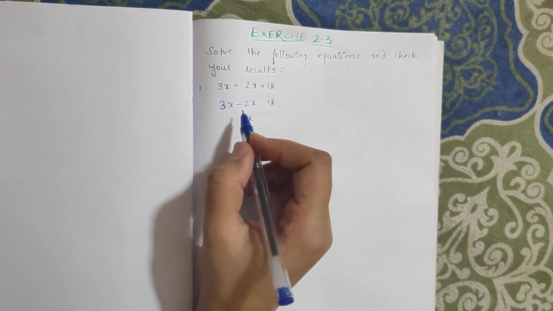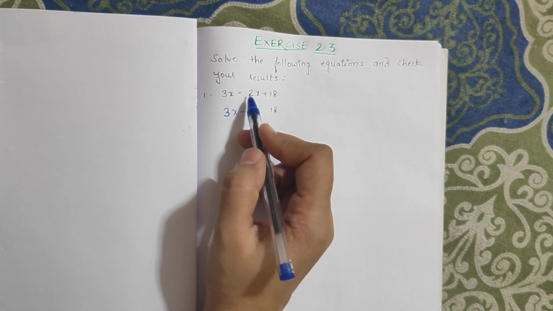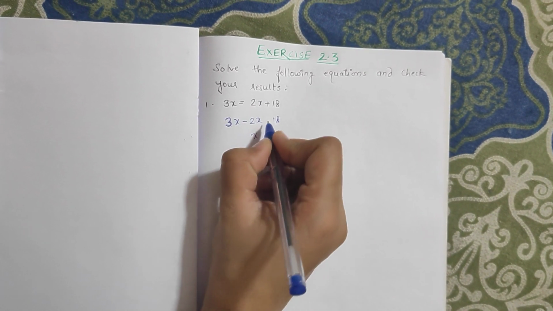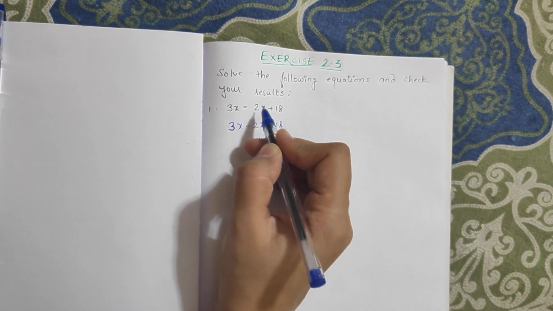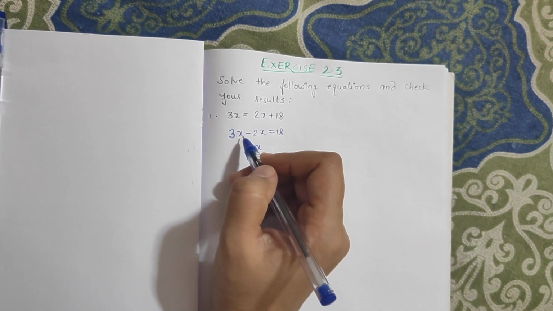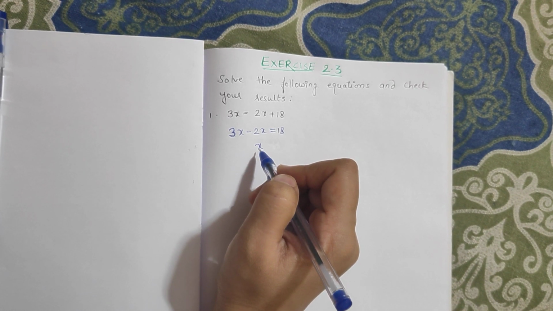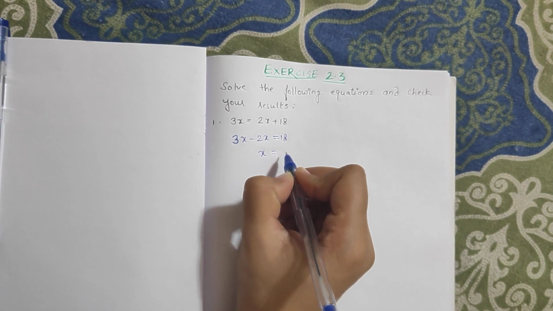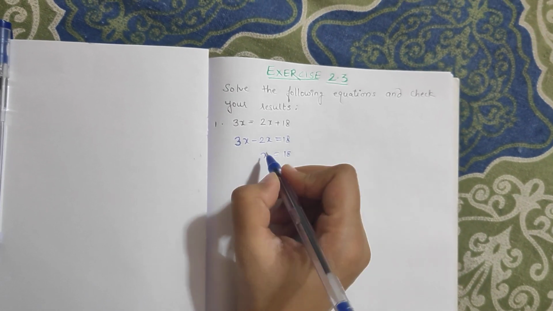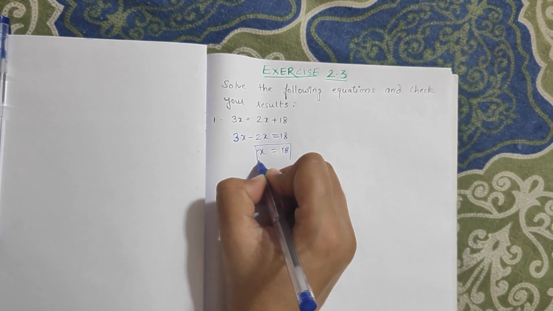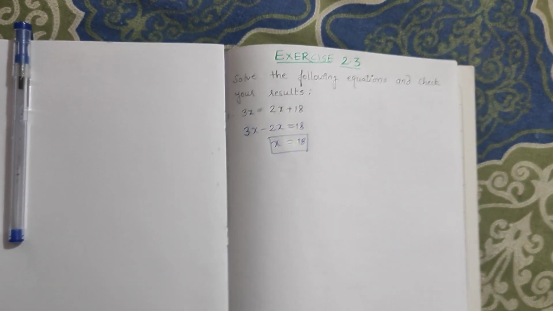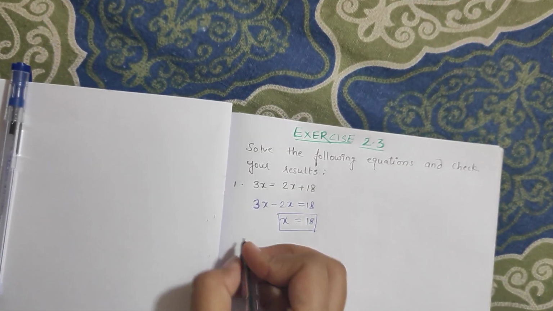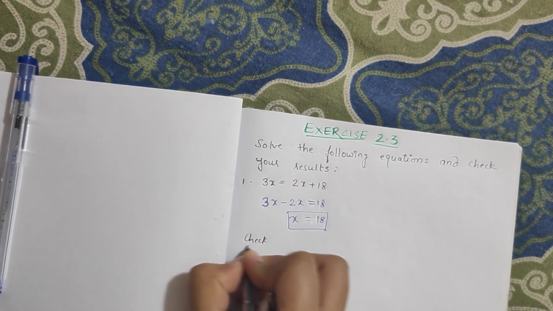So here it will be 3x minus 2x, because it is plus here, so it will be minus. It is equal to 18. Okay, this we have taken from this side to this side. Now 3x minus 2x is nothing but x, so x is equal to 18. Okay, so this is our solution. x is equal to 18. Now we have to check our result, because they have asked to check the result also.